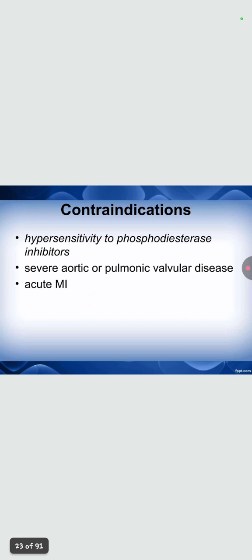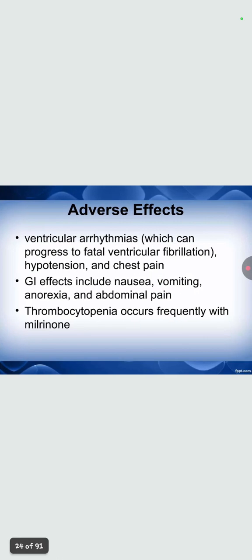Dosage is the IV dose 5 microgram per kg IV bolus followed by 0.1 to 1 microgram per kg per minute infusion. Contraindicated in hypersensitivity to the phosphodiesterase inhibitor, severe aortic or pulmonic valvular diseases and acute myocardial infarction. Adverse effects include ventricular arrhythmias which progress to fatal ventricular fibrillation, hypotension and chest pain.